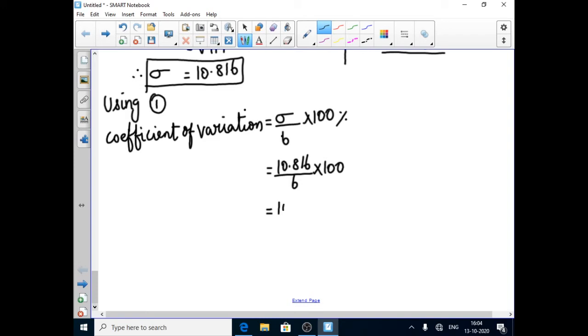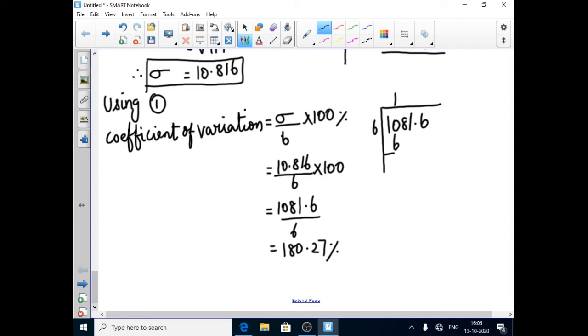This will become 1081.6 by 6. Now divide it by 6. The answer will be 180.27. This is under ordinary division only, because the square root alone I was doing separately. Dividing by 6, you can cancel by 2 or divide by 3, it is okay only.